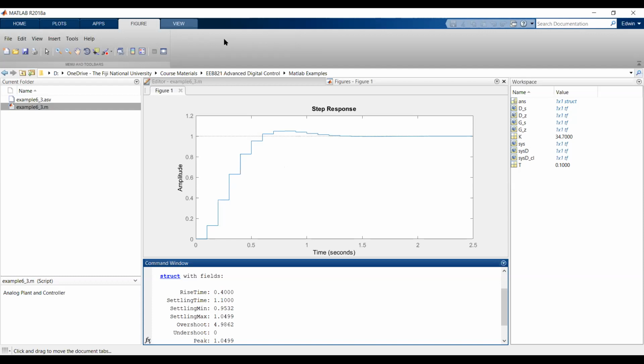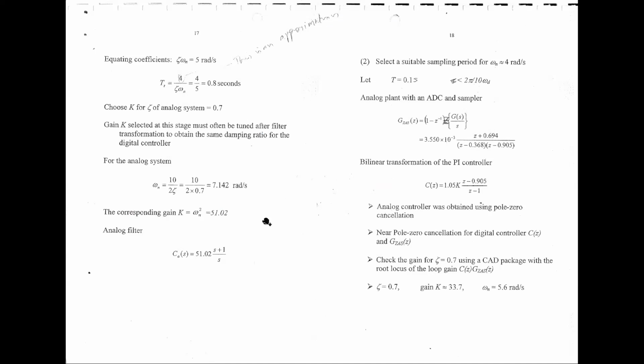So that's how you can do a problem like this, where you first design an analog controller, and then you can use transformations to transform the analog plant and controller into a discrete or digital system, and then you can tune the gain for the digital system in this way, so that you satisfy the design criteria. In my notes, for zeta equal to 0.7, the gain was 33.7, and omega n was 5.6 radians per second. So moving on.